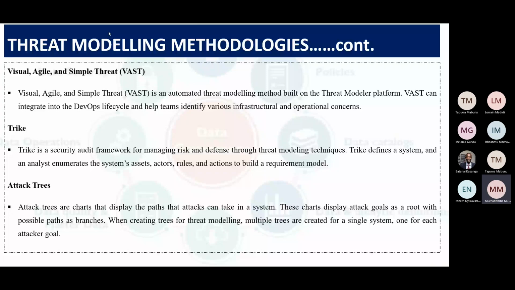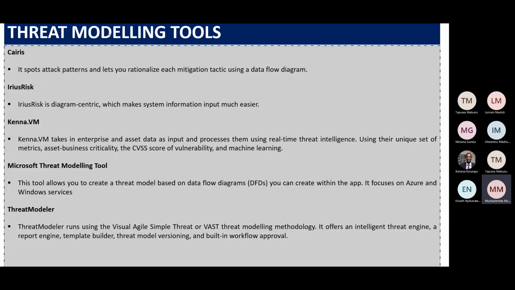Then the last one is attack trees. Attack trees are charts that display the paths that attacks can take in a system. These charts display attack goals as a root with the possible paths as branches. When creating trees for threat modeling, multiple trees are created for a single system, one for each attacker goal. I think that's all on modeling methodologies.